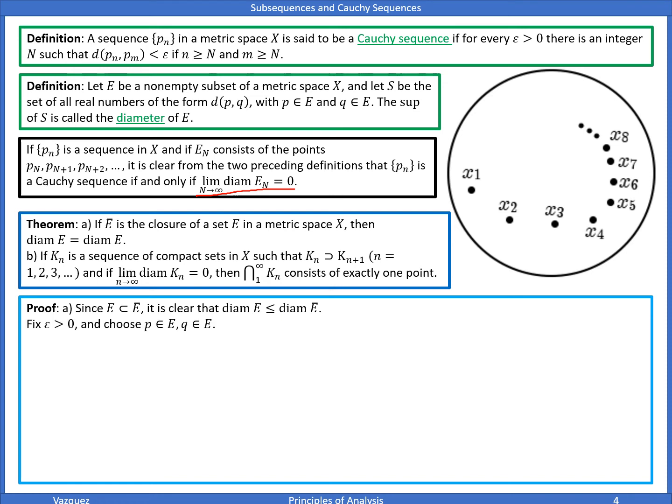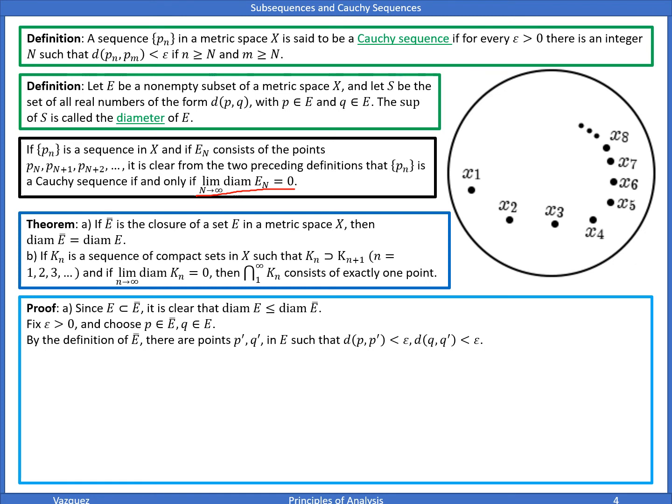So fix epsilon greater than 0 and choose P and Q to be in the closure of E. By definition of the closure of E, there are points P prime and Q prime in E such that the distance between P and P prime is less than epsilon, and the distance between Q and Q prime is also less than epsilon.